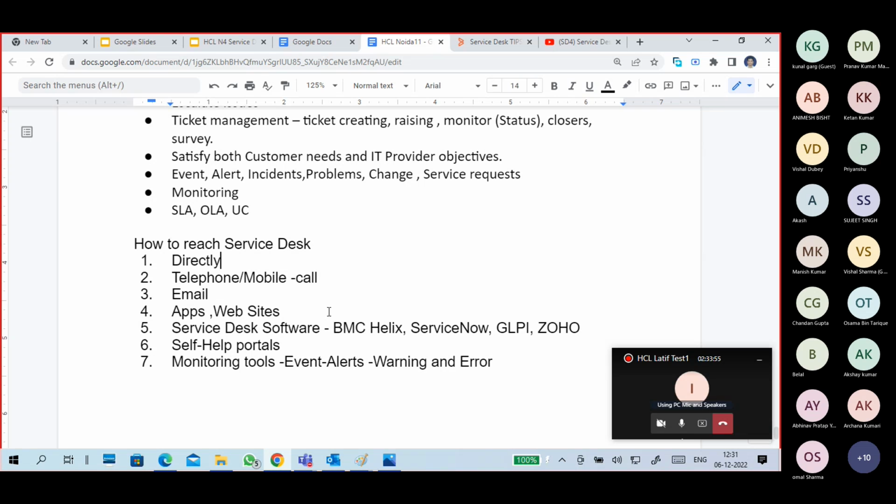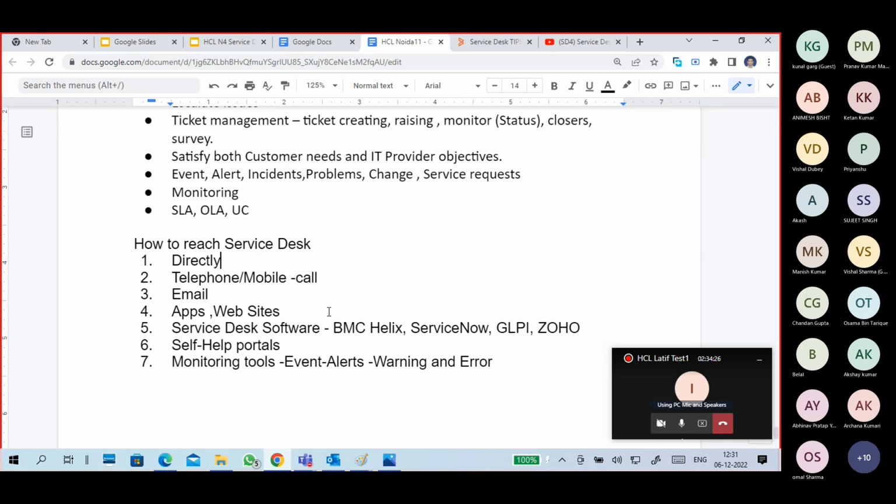Different software tools we use, like BMC Helix, which I already told you about, ServiceNow, GLPI, Zoho. There are different types of service desk and help desk software, which are used to communicate from the customer to our service desk team members. To manage this ticketing infrastructure, everything depends upon your software.